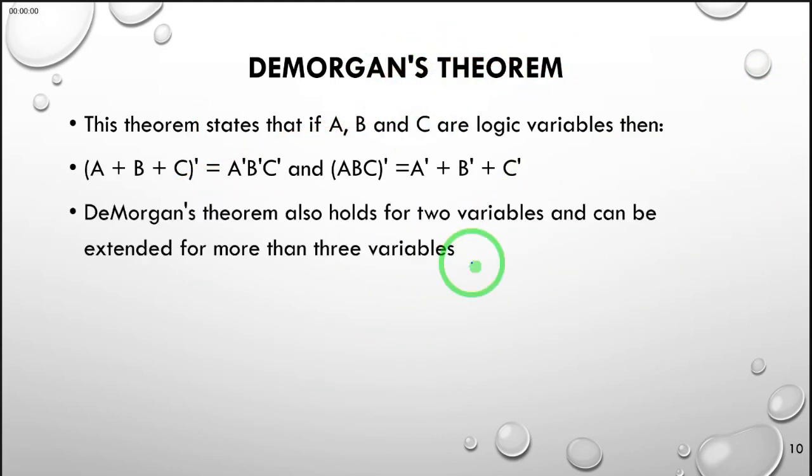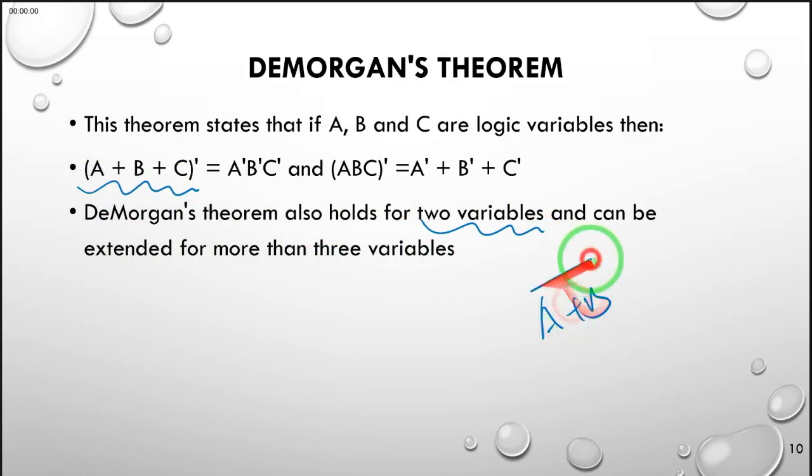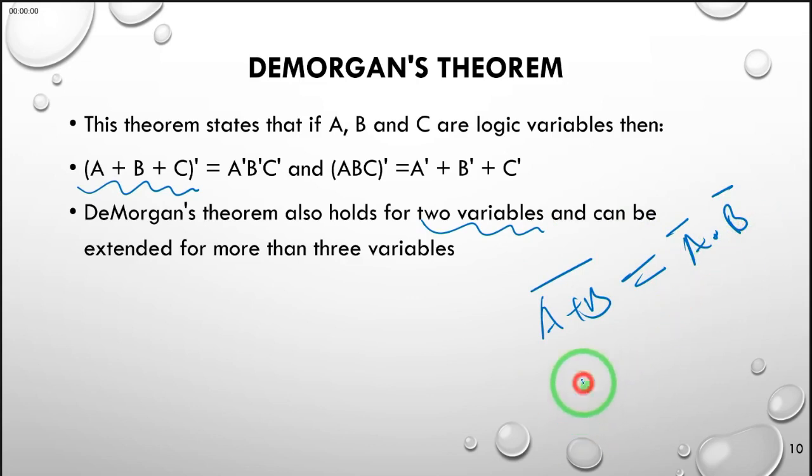So DeMorgan's theorem holds for two variables and can be extended for more than three variables. And as you have seen, we have worked with three variables here. It also holds for two variables. For instance, we have (A or B) bar. This is equivalent to A bar dot B bar. On the other hand, if you have (A dot B) bar, you can break the line and change the sign to represent A bar or B bar. So it applies on both sides.